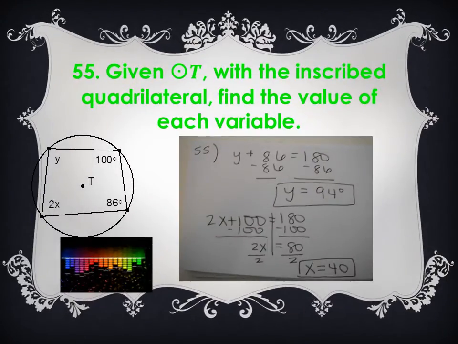In this problem, you have an inscribed quadrilateral, which means all the vertices touch the circle. The property for this is that opposite angles are supplementary, so you've got to create two separate equations.